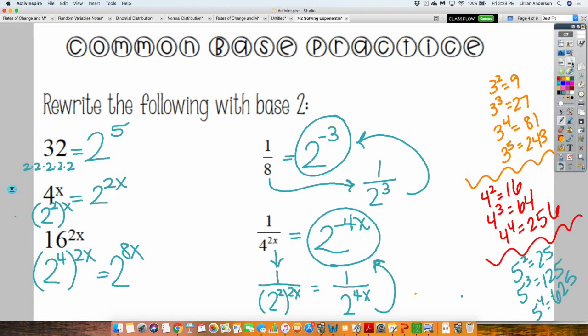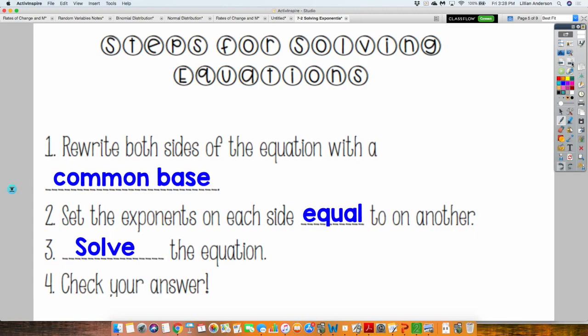So your steps for solving these equations. You rewrite both sides with the common base. That's why you need that skill. That's step 1. Find that common base. Rewrite both sides of the equation with that common base. Because after you do that, you're going to set your exponents equal to each other. After you do that, you're going to actually solve the equation. And it could be something as simple as a linear equation or a quadratic equation. After that, you always want to make sure you check your answer to make sure your answer makes sense. Easy enough?